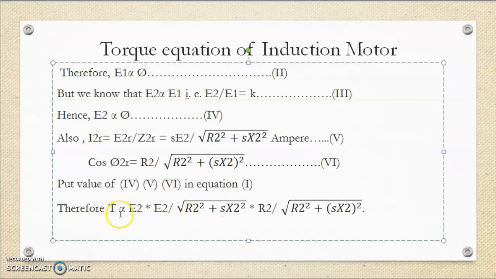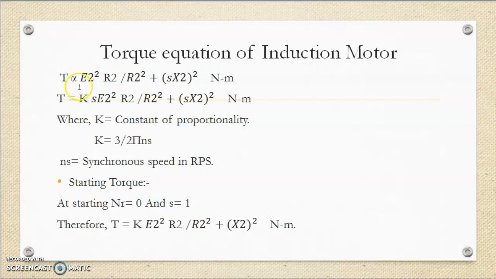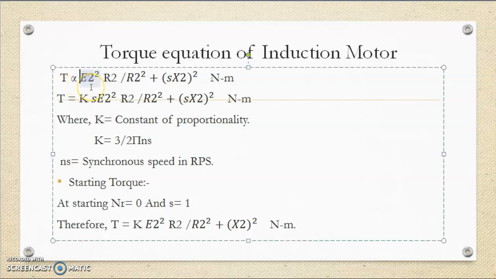So you will get torque T is directly proportional to SE2 into the value of I2R and the value of cos phi 2R. If you solve this, you will get torque is directly proportional to SE2 square R2 whole divided by R2 square plus SX2 square, Newton meter. So this is the torque produced in induction motor.